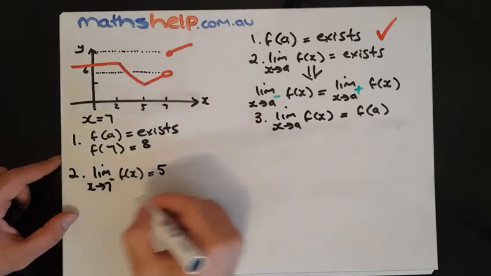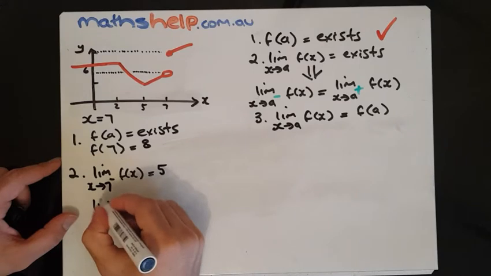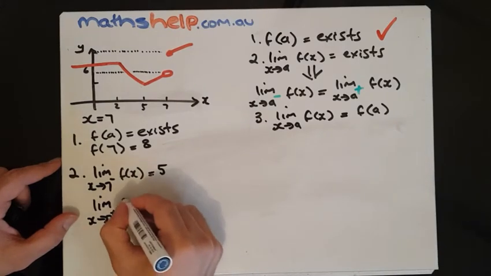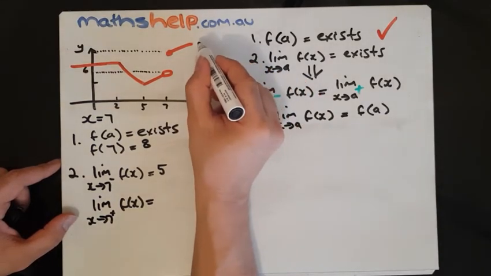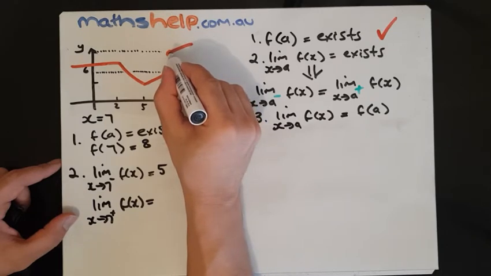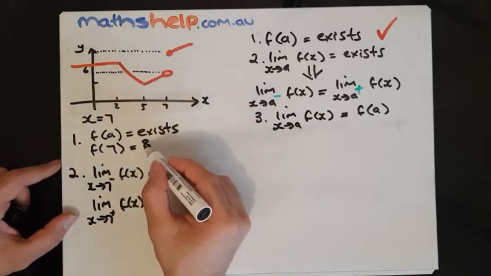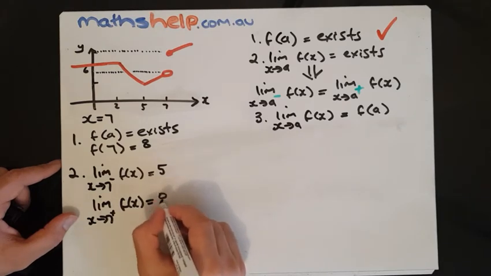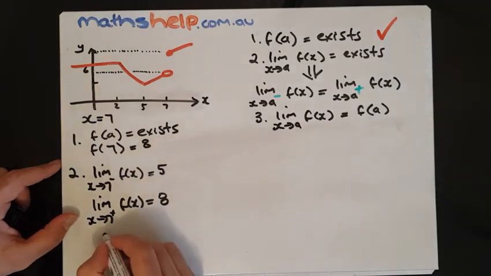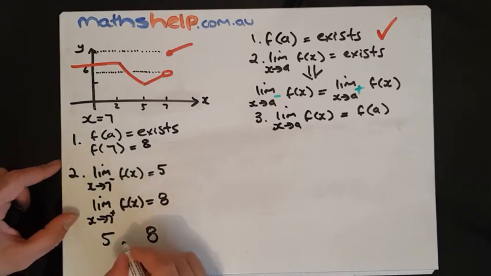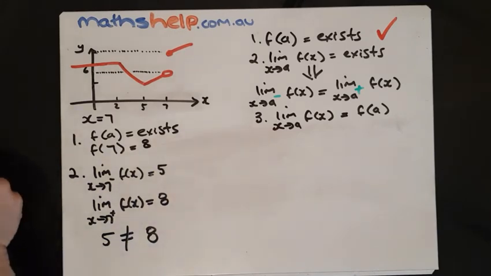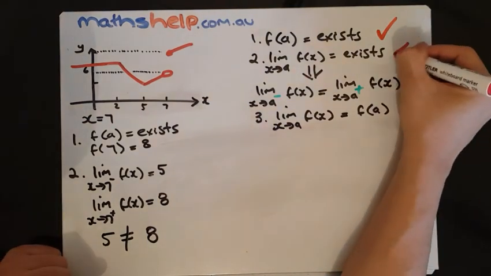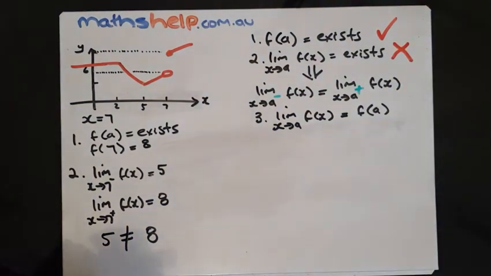Now we need to work out the limit from the right hand side, x approaching 7 from the right hand side of the graph. If we're coming from the right hand side and approaching 7, we're approaching this value. What's that value? We guessed it would be 8 before, so we can say it's 8. So the left hand side is 5 and the right hand side equals 8, and they do not equal each other. When they do not equal each other, the second condition has failed. So the limit as x approaches 7 does not exist.